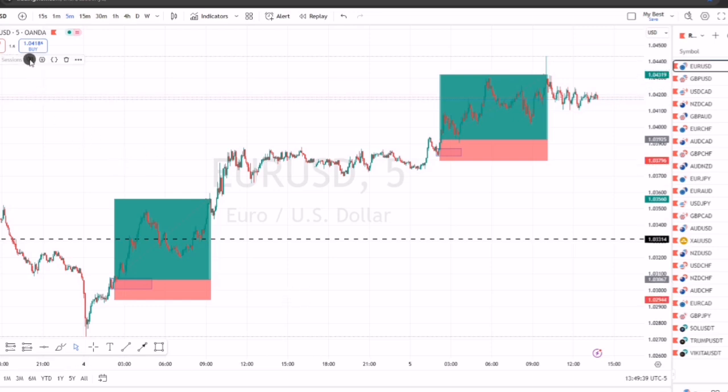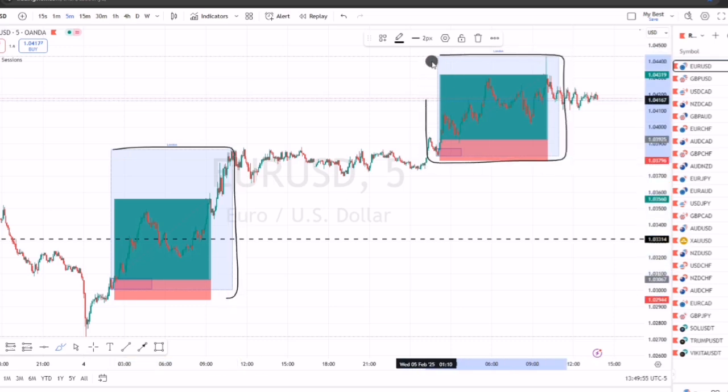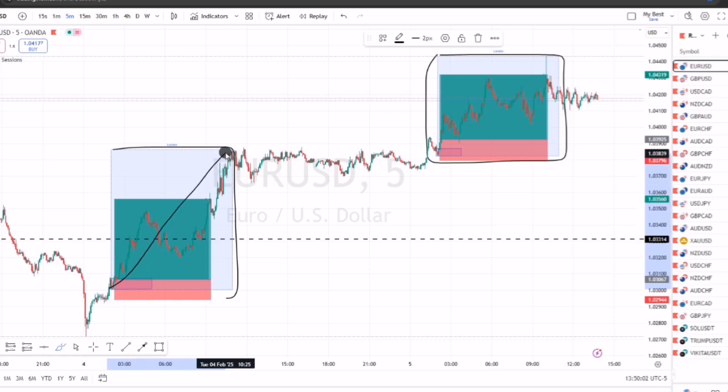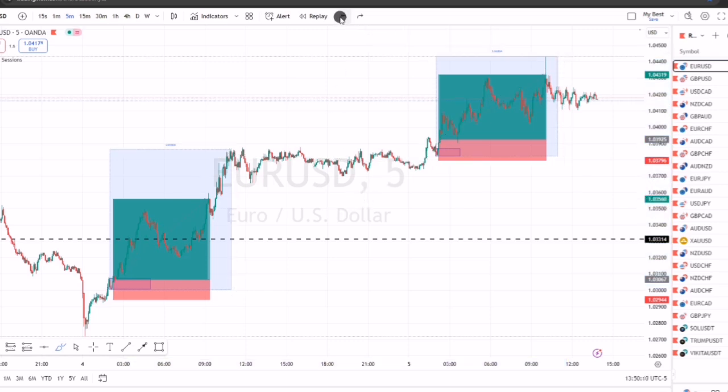If I open the sessions indicator, you will notice the importance of trading Euro USD during the London session. Okay, this blue box is the London session. I'll show you how to set up the indicator by the end of the video. So right here, the reason is very evident. You can see that price only moves during the London session, and then it is ranging and it moves again during the London session. So that's why we trade every pair during that specific session in which it moves.